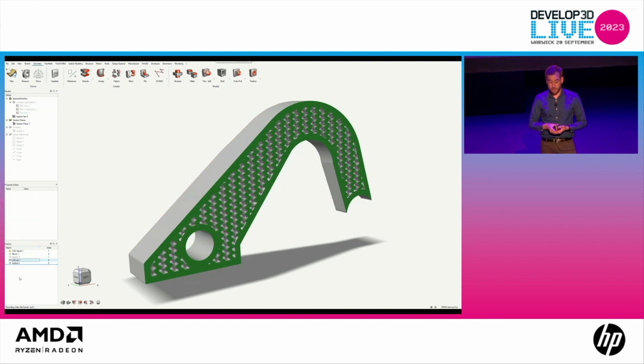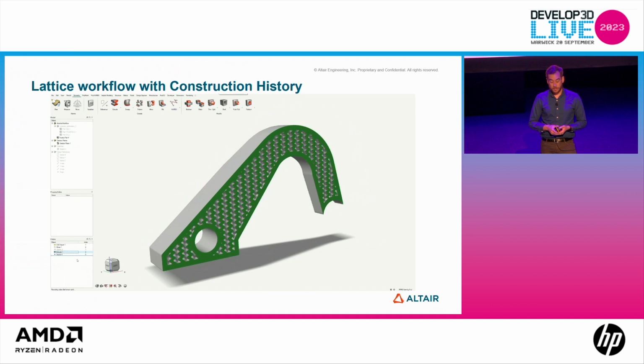And we can go into the history and suppress that action, so you can see it immediately updates, and you can unsuppress that action, and you can see that we can change some of those history items upstream and how it affects downstream.